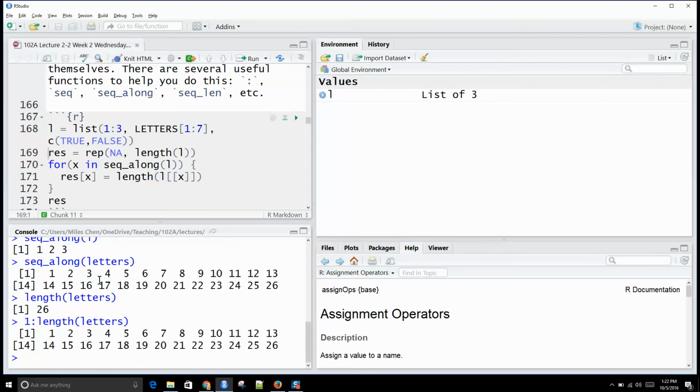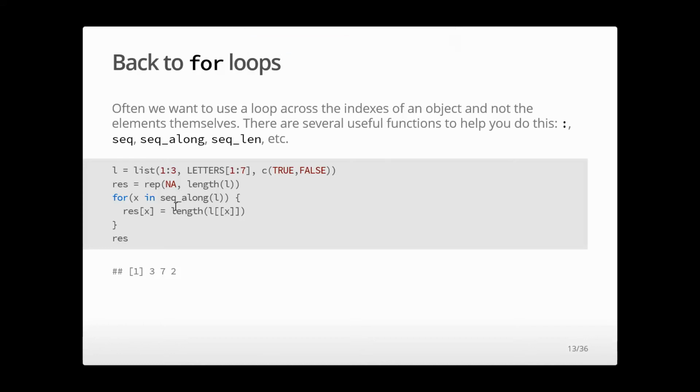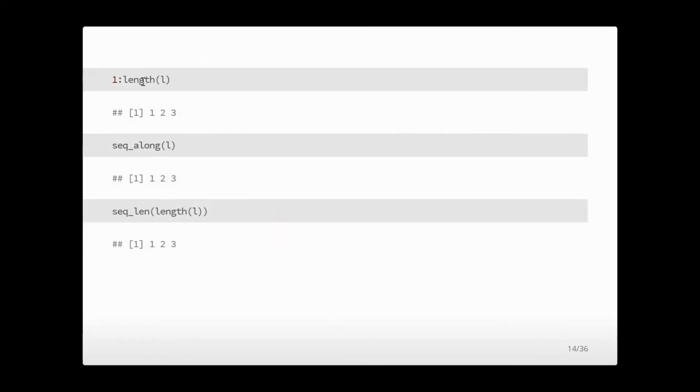So that's sequence along, and then so if we wanted to get the length of each thing, we would say okay, sequence along L. And then do L double bracket X, okay, for X in sequence along. So this is now 1, 2, 3, and we want the length of L double bracket X, and that will be 3, 7, 2, okay? So these are all effectively the same, right? Sequence length.